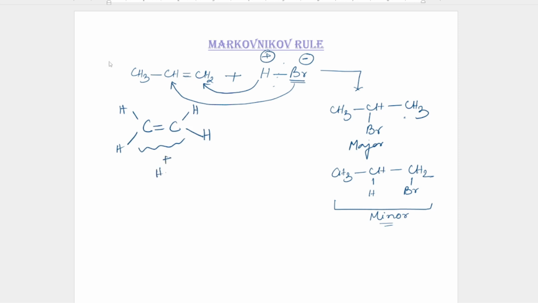So why is Markovnikov's rule not applied in symmetric? If you see the reaction, it is going to give you the same product. If bromine is attached to this carbon atom, what will it form? If bromine is attached to this carbon atom, what will it form? If you see, both are similar products, the same product. So that's why there will be no difference. Two products will not form. That's why this Markovnikov's rule is not applicable in symmetric unsaturated hydrocarbons.